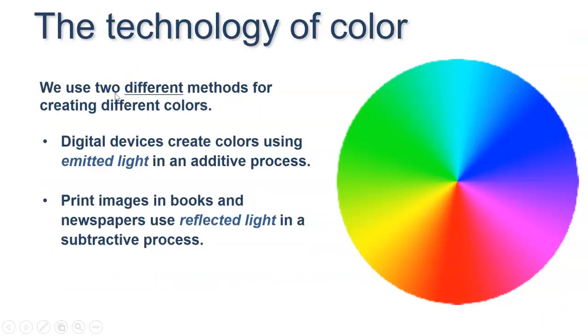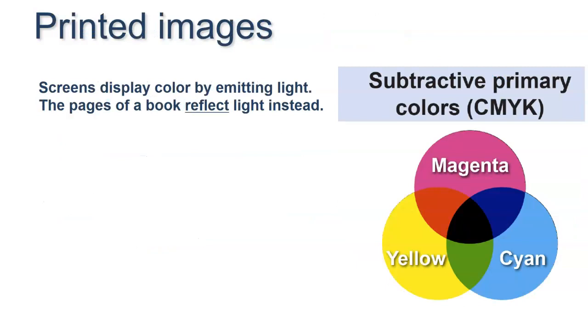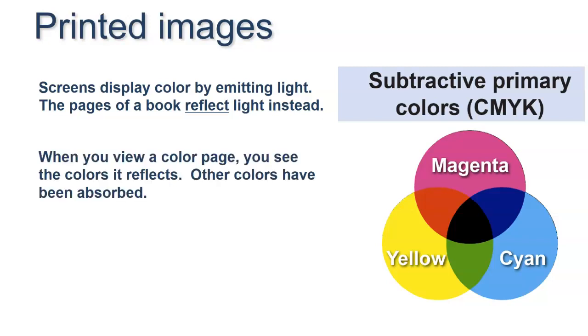So we use two different methods for creating different colors. Digital devices create colors using emitted light. Print images, so things like books and newspapers, use reflected light. This is a subtractive process. So this is now the other side of doing the subtractive process. Screens display color by emitting light. The pages of a book reflect light instead, and then our brains translate that reflected light. When you view a color page, you are seeing the colors that are being reflected, and the other colors that you're not seeing are the ones that are being absorbed.